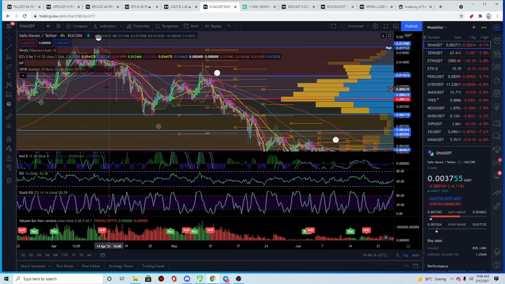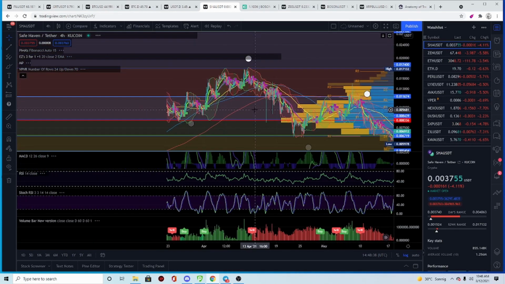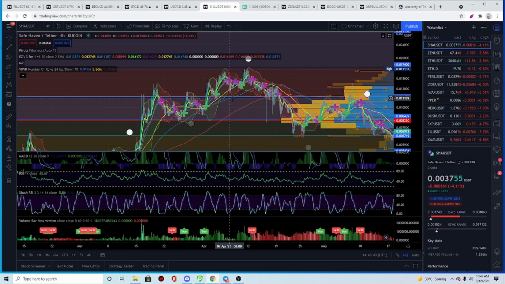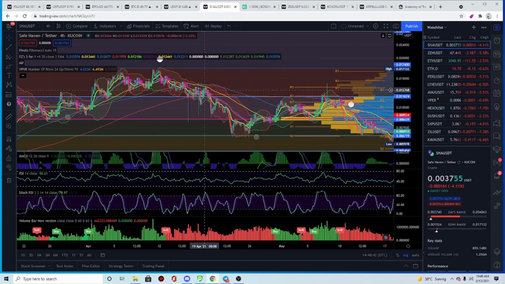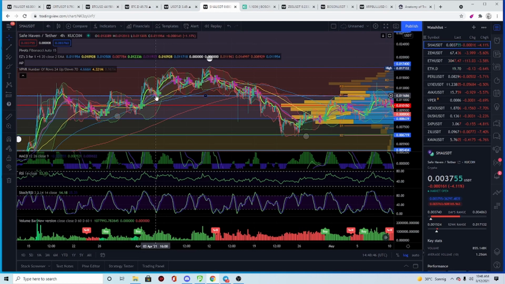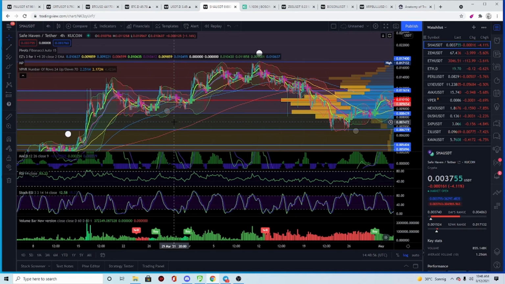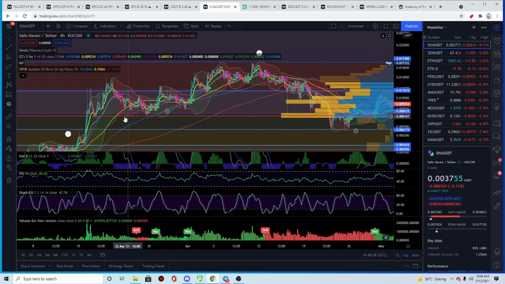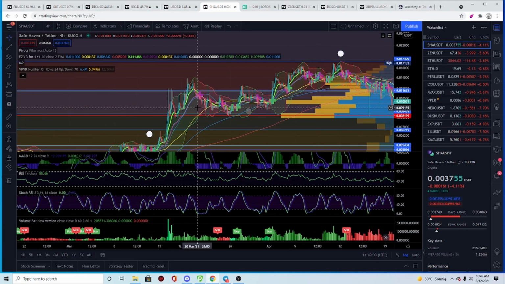It's been down for the past few months, but boom, right here, here's a channel, and then boom, look, it broke to the upside. This is a 4 hour chart, by the way, and it all works the same. It all works the same on every time frame.